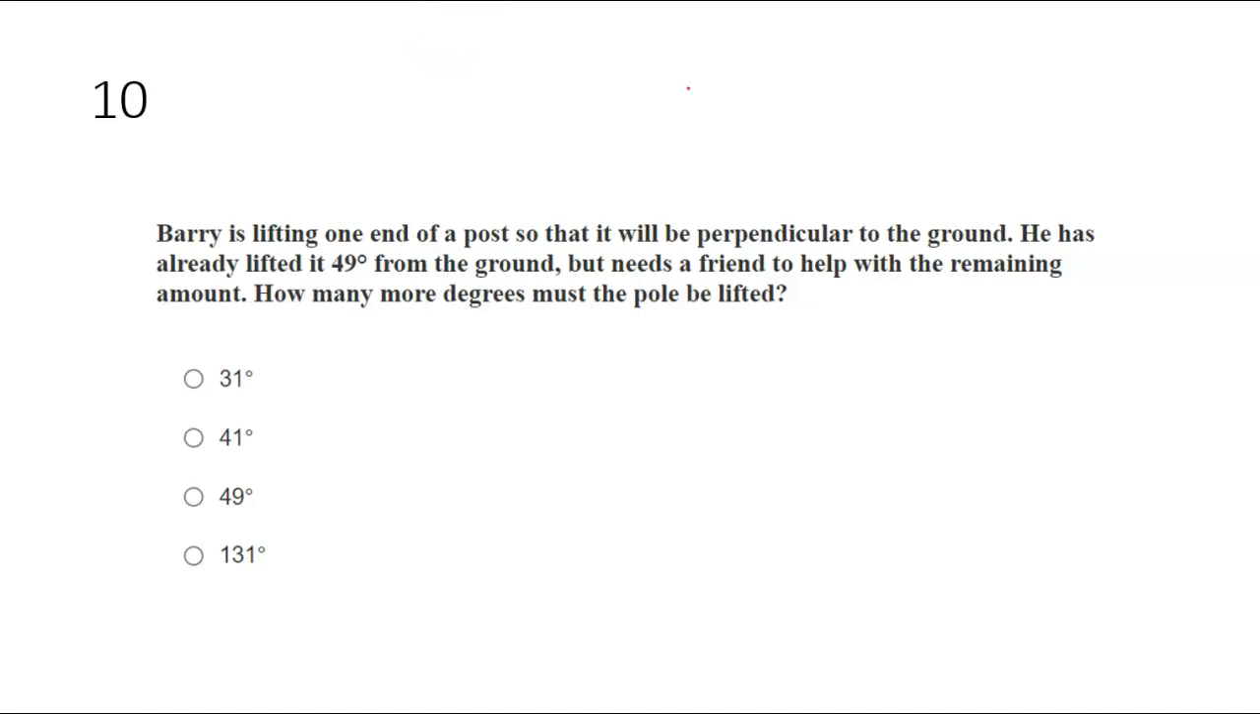So he's lifting a pole and he wants it to be perpendicular to the ground. So the ground is always going to be, as far as math is concerned, let's just consider it to be a nice flat straight line, okay? And you can just draw that to start out. So he wants his pole to be perpendicular. Perpendicular means that it's at a 90-degree angle. So this is what he wants. He wants his pole at a 90-degree angle.